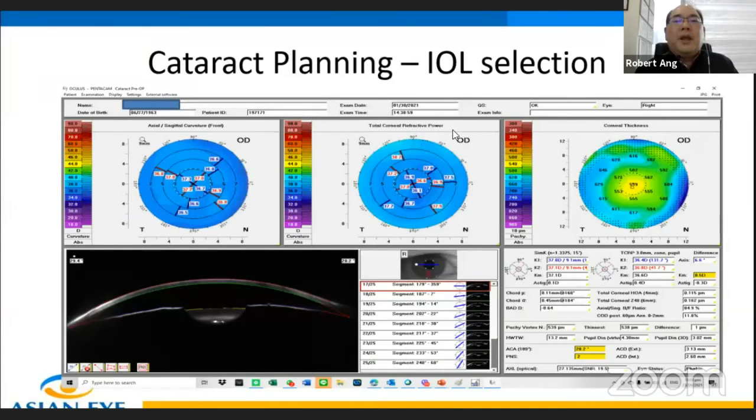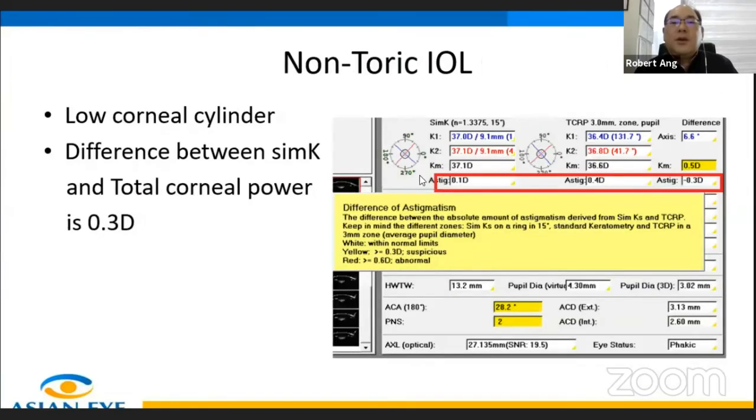The pre-op cataract screen confirms the flat cornea, and it also confirms that there's a very low astigmatism in this patient. So the first stage is, does the patient need a toric IOL? This SimK and total corneal refractive power tells me a non-toric is enough for this patient.